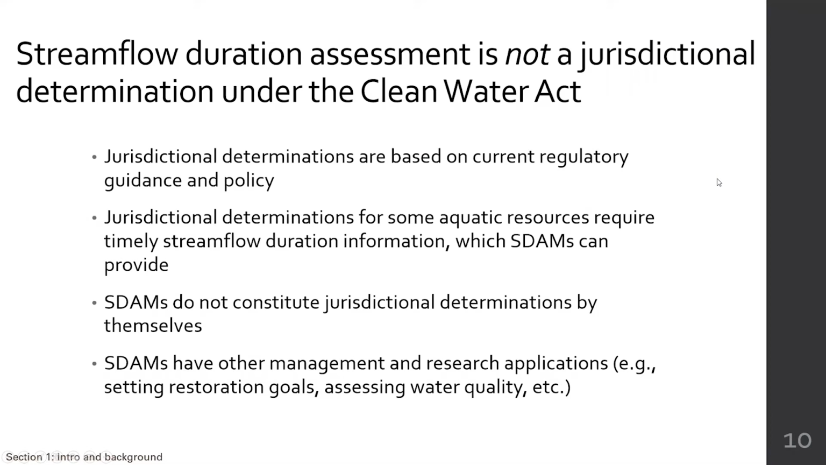So I want to clarify that stream flow duration by itself is not the same thing as a jurisdictional determination. Jurisdictional determinations are based on current regulatory guidance and policy, which may change as administrations have different priorities. For jurisdictional determinations for certain aquatic resources, you need timely stream flow duration information, and that's what SDAMs are intended to provide. You cannot make the determination solely based on an SDAM. You need to consider a number of other factors, so it's really part of the determination.